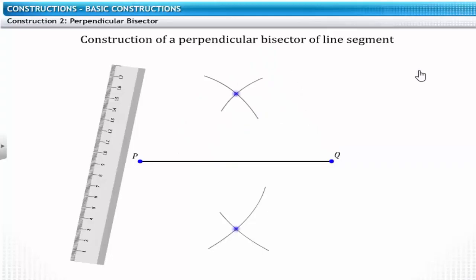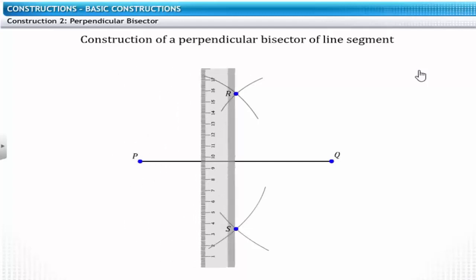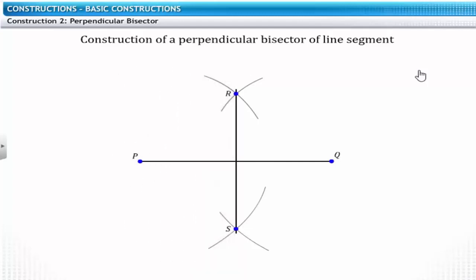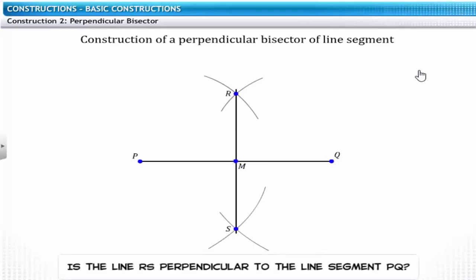2 points are obtained from the intersection of these arcs. Name these points R and S. Draw a line passing through points R and S. This line intersects the line segment PQ at M. Is the line RS perpendicular to the line segment PQ?